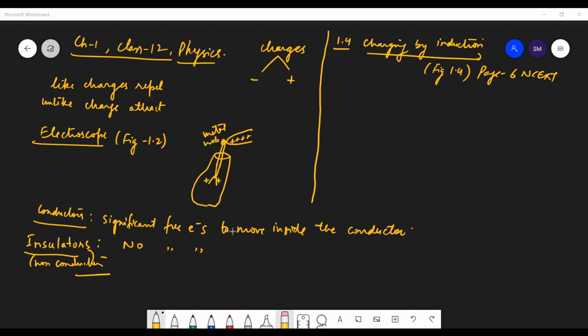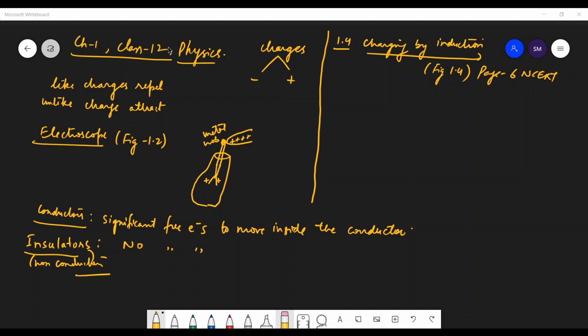So you can see in figure A, I have two spheres. These are two metal spheres and they are supported on insulating stands. So the stands are insulated. Now in figure B, you can see that I have brought a positively charged rod near one of the spheres. I haven't touched it to sphere A.